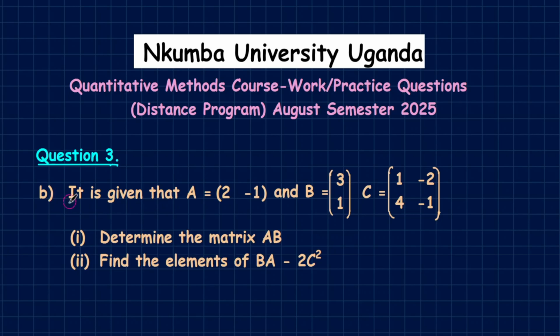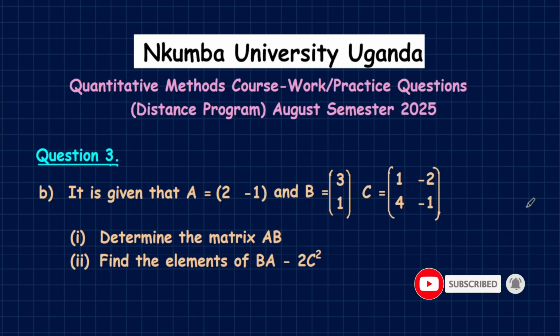Question 3 part B says it is given that A is a matrix with elements 2 and negative 1, and B is given with 3 and 1. C is a square 2 by 2 matrix, 1 negative 2, 4 negative 1. Part B, problem number 1 of the question says, determine the matrix AB. What is the meaning of this matrix AB? We need to multiply A and B together to obtain one single matrix.